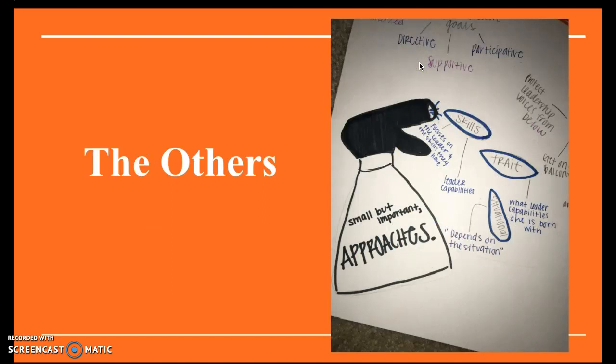Lastly, I have the others, which I consider the small but important approaches, which are skills, trait, and situational. Skills focuses on the leader and the skills they have, basically the leader's capabilities. Trait is what the leader is born with, and the situational approach depends on the situation.